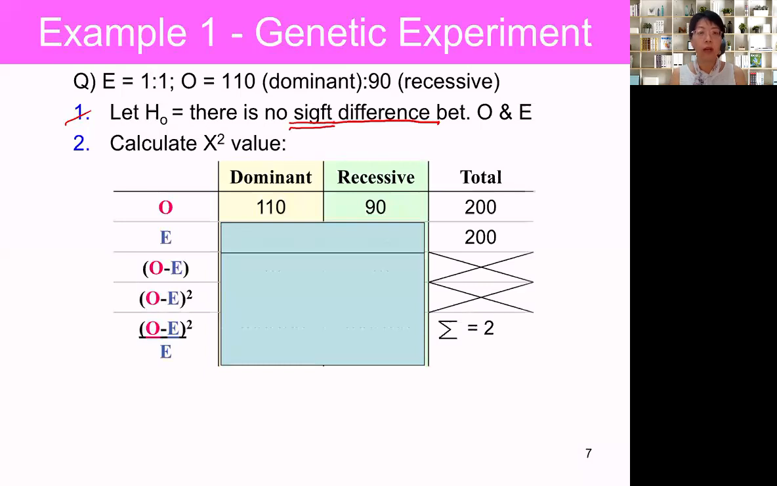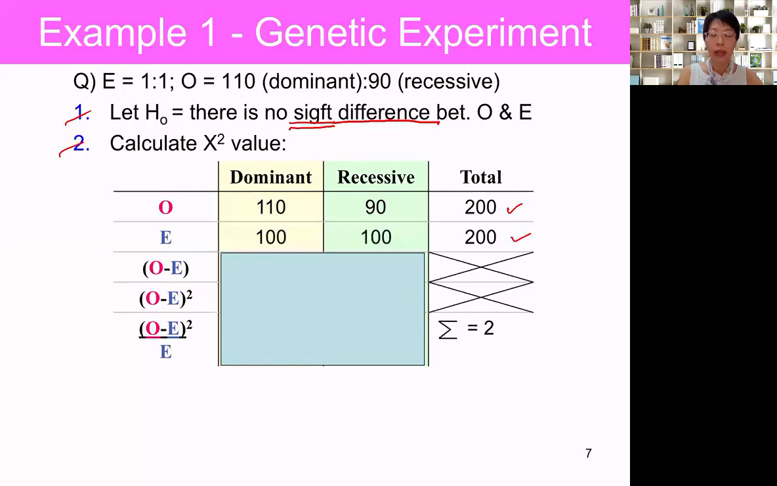Okay, so now you calculate the chi-square values, step number 2. So this is a table that sometimes they give you in an exam for you to do the calculation of chi-square values step by step. So observed ratio for dominant 110, recessive 90, all together population 200. Expected ratio is 1:1. So for 1:1, if your total is 200, then your 1:1 should be 100 and 100. So you need to write 100 and 100.